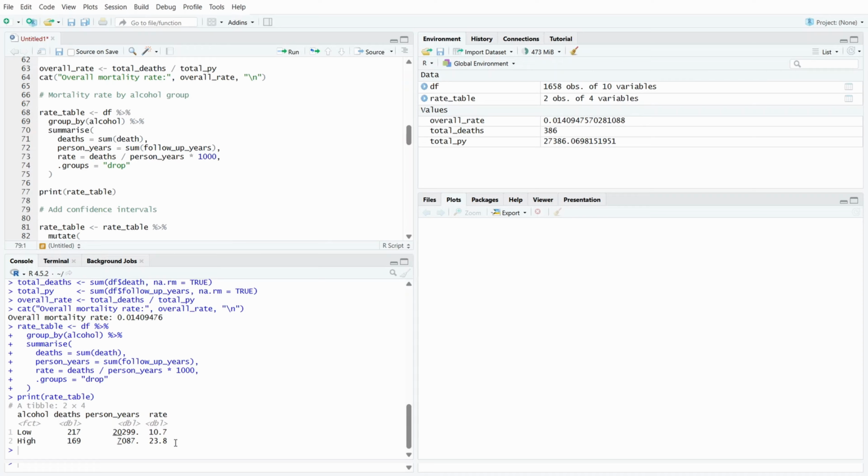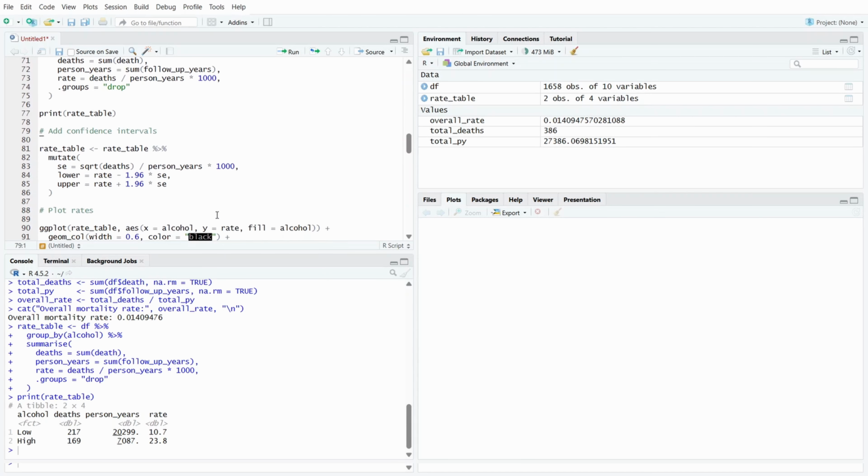What does this mean? Well, the mortality rate in the high alcohol group is more than double that of the low alcohol group. This suggests a strong association between higher alcohol consumption and increased mortality. However, these are crude rates, meaning they do not yet adjust for other factors like age or drug use. So while the difference is striking, we cannot yet say that alcohol alone is responsible. There is a clear initial signal that higher alcohol consumption is associated with higher mortality, but we need regression analysis to confirm whether this holds after adjustment.